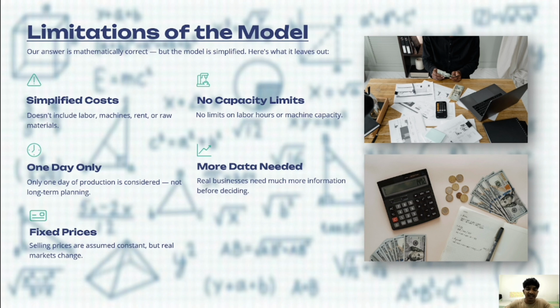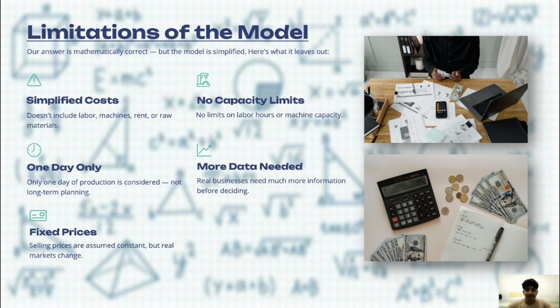Even though our answer is mathematically correct, the model is still simplified. The first limitation is simplified costs. In our model, the cost is represented using a simple function, but in a real business, cost includes many more things, like labor, machines, rent, electricity, and raw materials. The second limitation is no capacity limits. This means we did not include limits on labor hours or machine capacity, but in real life, companies include them. The third limitation is that the model is for one day only. It does not include long-term planning, storage, demand, and changes in the market, but companies include them.